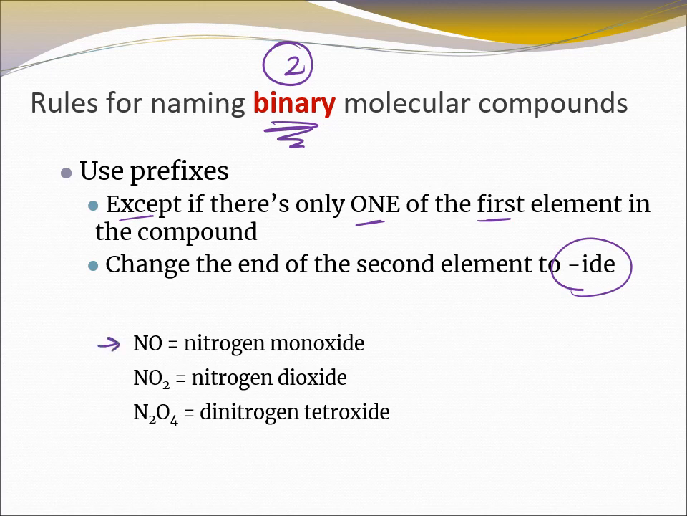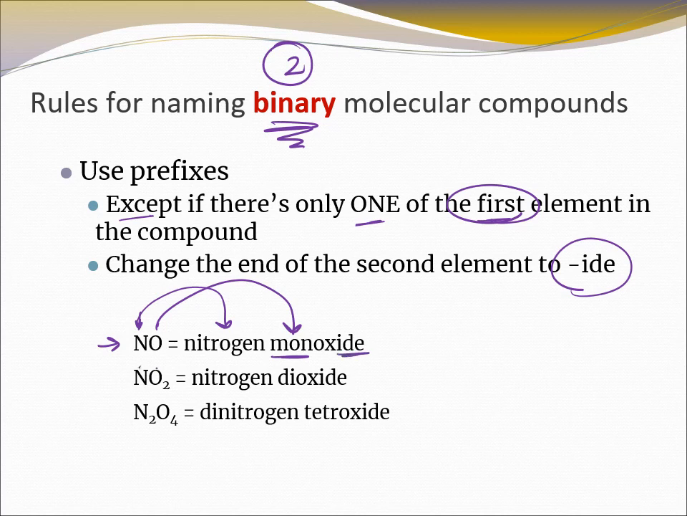So I'm looking at capital N, capital O, that's nitrogen and oxygen. Since there's only one nitrogen and it's the first guy, it does not need a prefix, but the second element will always get a prefix. So even though there's only one oxygen, we are going to call it monoxide for 1 oxygen. Notice that we changed the end to "ide."